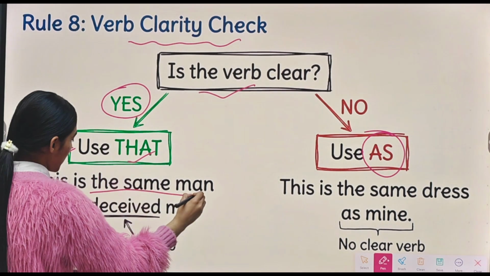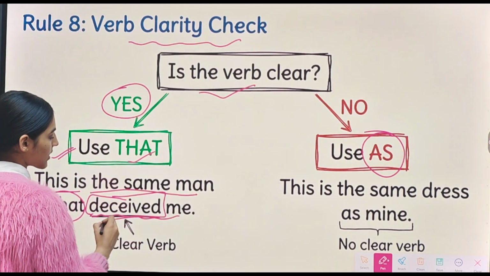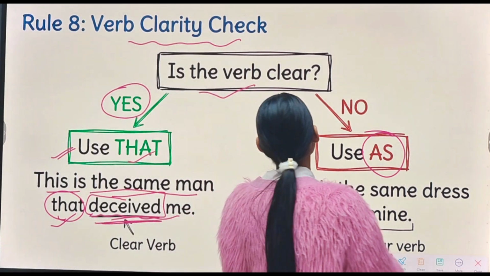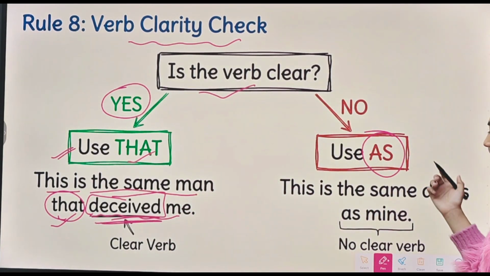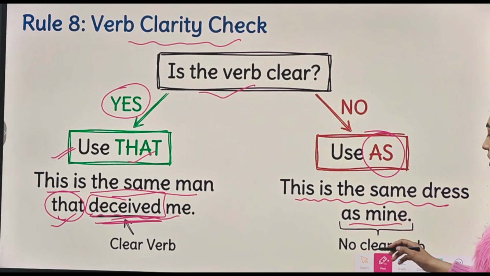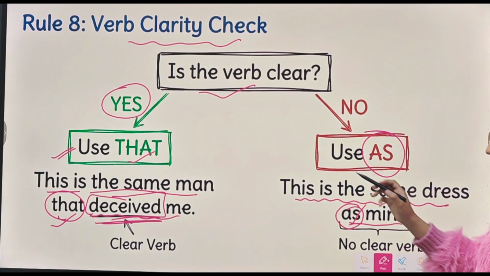This is the same man that deceived me. So here deceived is a clear verb which we can see here. So along with that, we will use the relative pronoun which is that. And if the verb is not clear, like in this sentence that we have, this is the same dress as mine. So here no clear verb can be seen. So along with that, we will use as instead of that.